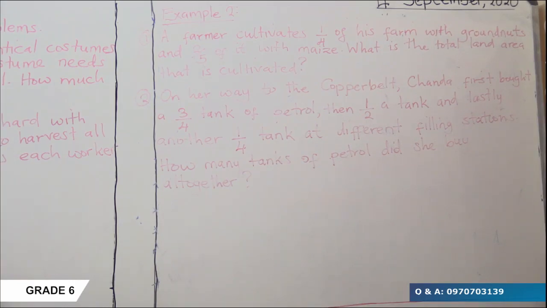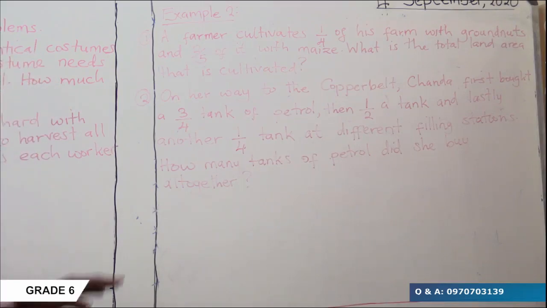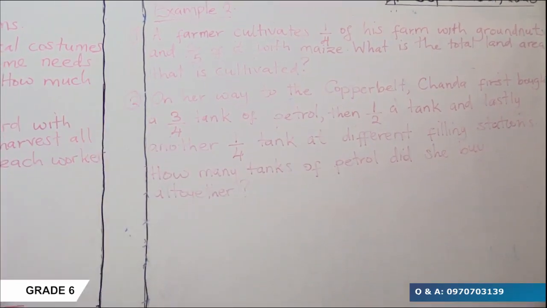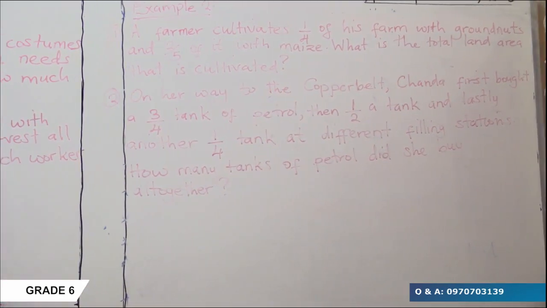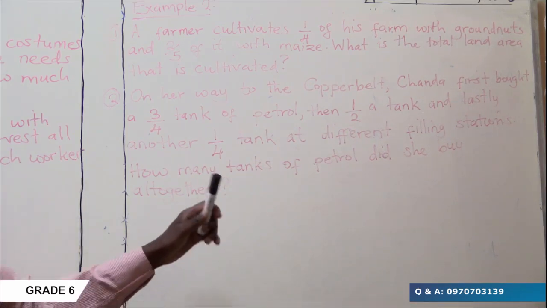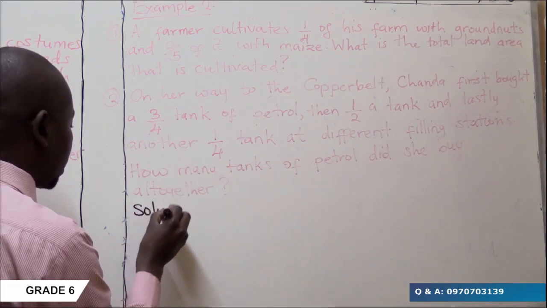All right, so boys and girls, in our example 2, number 1 says a farmer cultivates a quarter of his farm with groundnuts and 2/5 of it with maize. What is the total land area that is cultivated? Number 2, on her way to the Copperbelt, Chanda first bought a 3/4 tank of petrol, then half a tank, and lastly another quarter tank at different filling stations. How many tanks of petrol did she buy altogether? All right, so let's go to our answers, boys and girls.